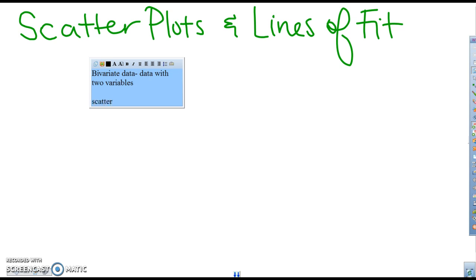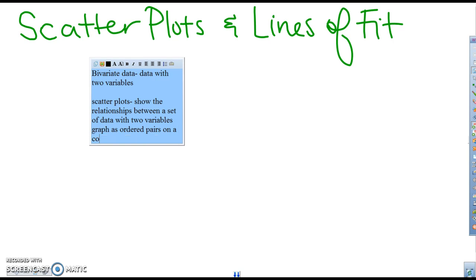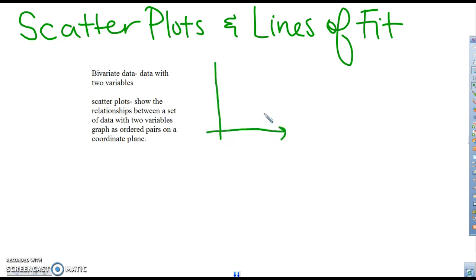Our next term is scatter plots. If we're going to talk about them, it'd be helpful to define them. Scatter plots show the relationships between a set of data with two variables, so that bivariate data, and we graph things with two variables as ordered pairs on a, what do we graph ordered pairs on? Good, a coordinate plane. Okay, so usually when we're talking scatter plots, we are only talking in the first quadrant of a coordinate plane.